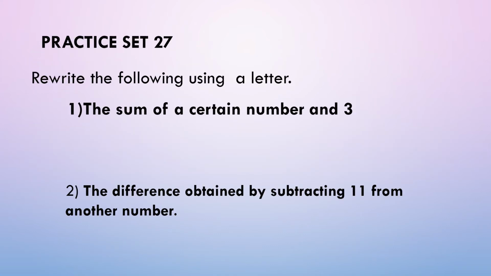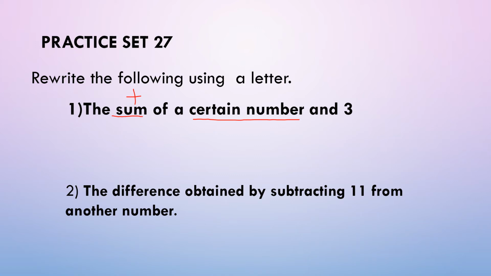Now let us solve practice set 27. Rewrite the following using a letter. Now boys, here you can use any alphabet from A to Z to write the expressions. Now first one, the sum of a certain number and 3. The sum means what? You have to add. And for the certain number, you can take any alphabet. A number is not given, so you have to take any alphabet. So I am taking here X and 3.